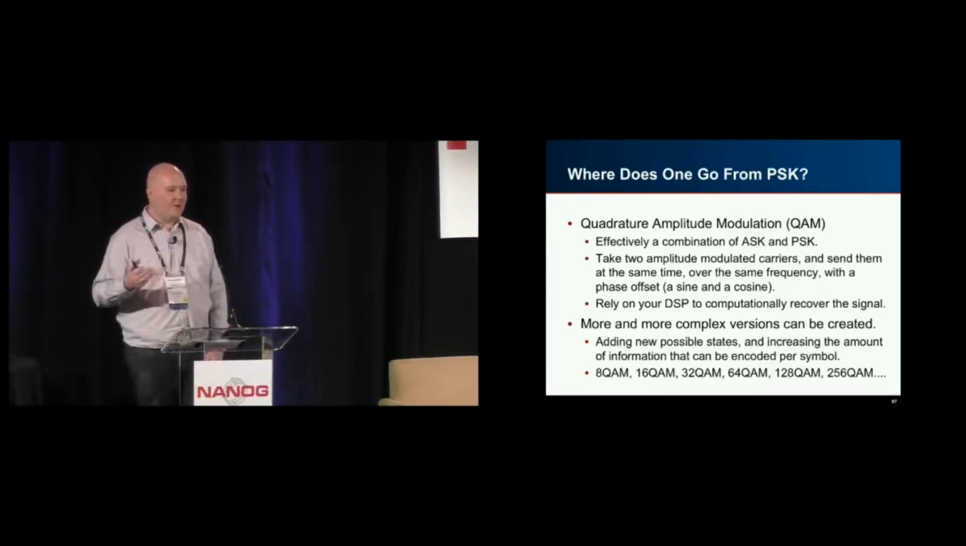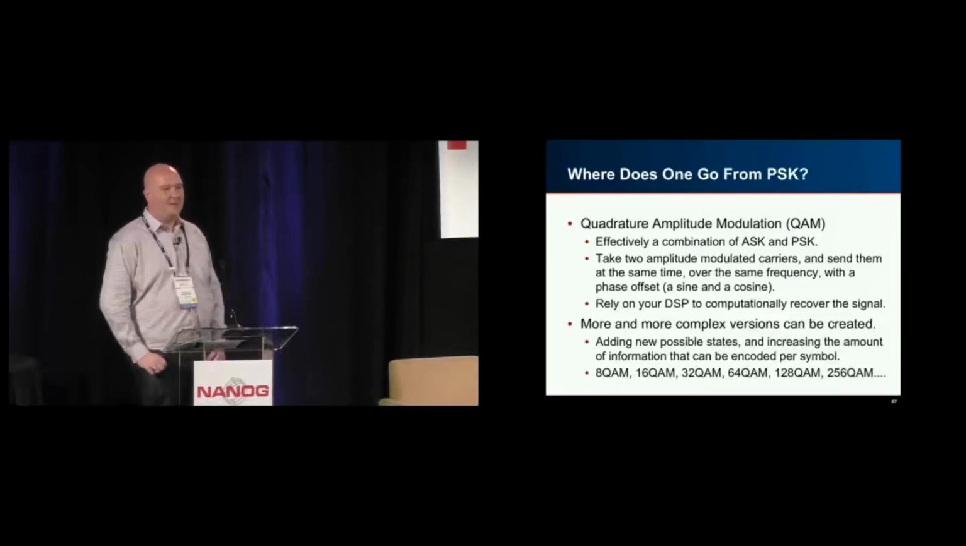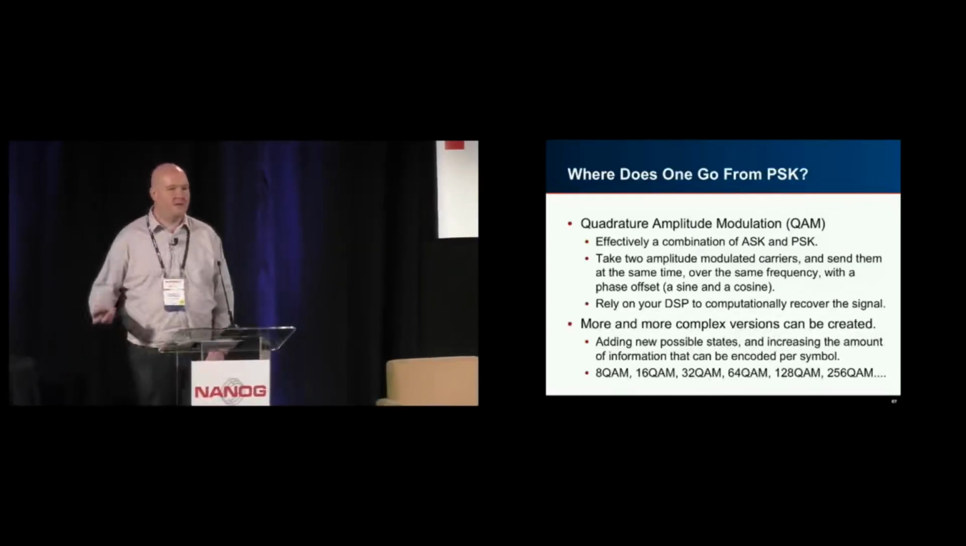So we create more and more complex versions of this over time. You can add different possible states. You can add more bits per symbol. So you see in the real world today 8 and 16 QAM. Very soon you're going to start to see 32 QAM systems, and then there's already 64 QAM and higher systems in development that are going to be out very soon.